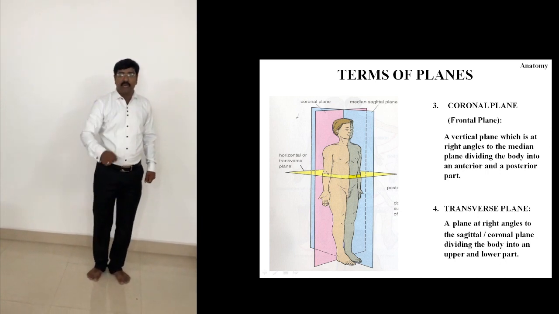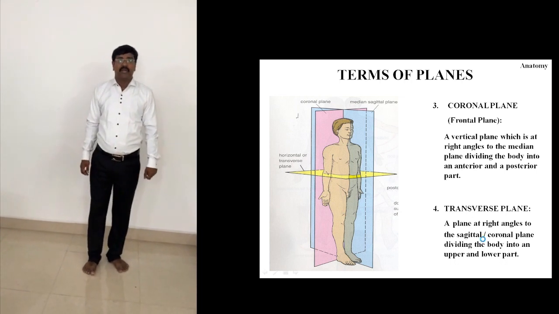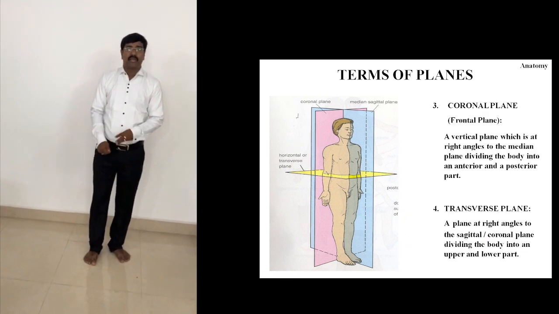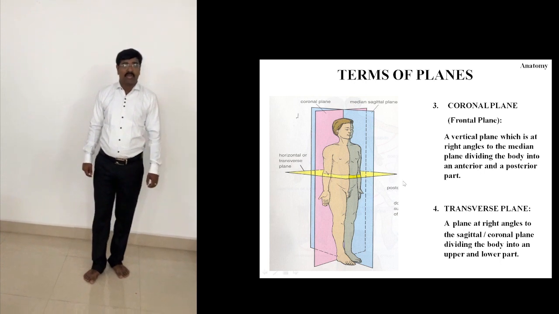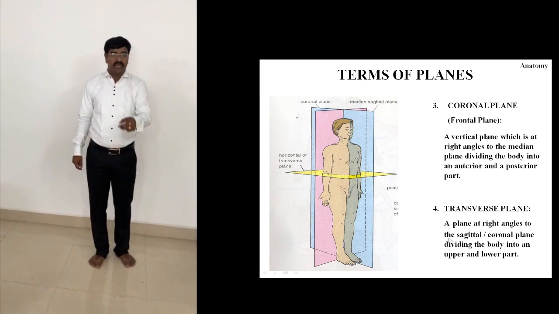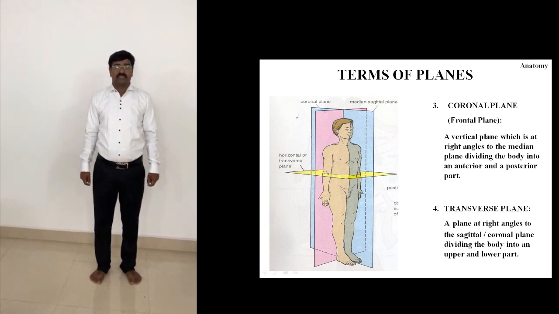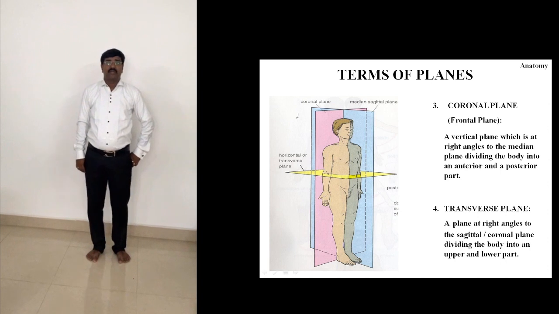So what are the three planes? Number one is the sagittal plane. Number two is the transverse plane. And number three is the coronal plane. And here you can find three photographs of different types of cut sections of the face. So now we have learned the different types of cut sections, that is, the planes.